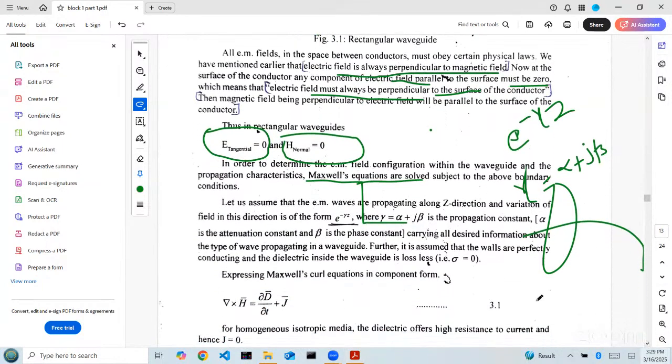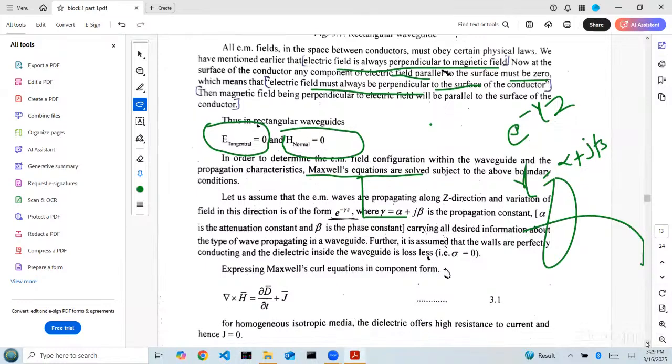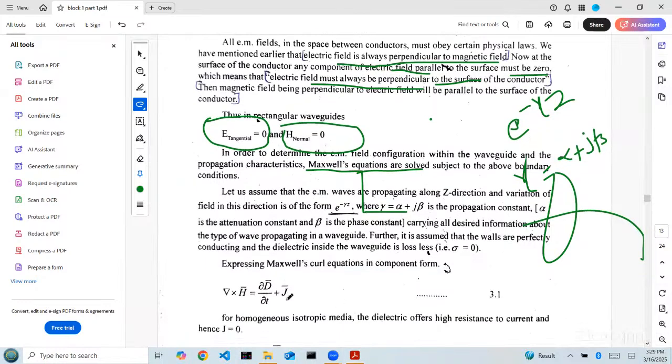What is the first Maxwell equation? Here, the first Maxwell equation is del cross H equal to dou D by dou T plus J. In this, I am keeping J as 0. After keeping J as 0, what equation will we get? Del cross H equal to dou D by dou T.